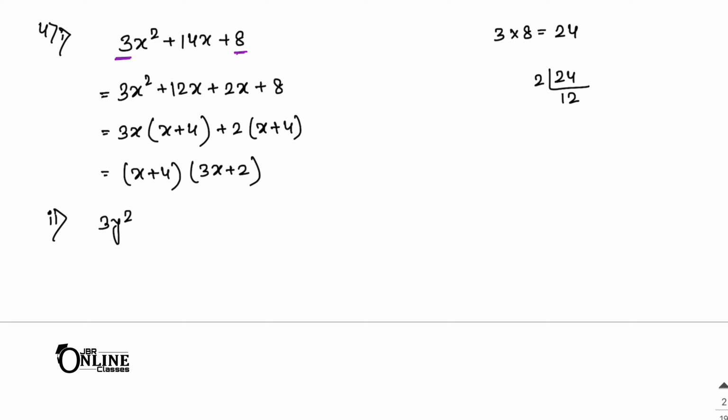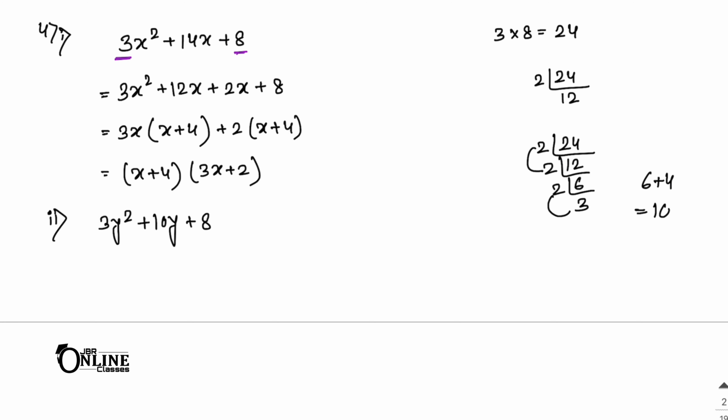Number 2, 3y square plus 10y plus 8. So as here 10y, you have to find out 10y. So 3 into 8, again it becomes 24 and then divided by 2, it becomes 12. Then again divided by 2, it's 6. Okay, again divided by 2, it's 3. Now here 3 into 2, it becomes 6 and 2 into 2, it becomes 4. So 6 plus 4, it becomes here 10.